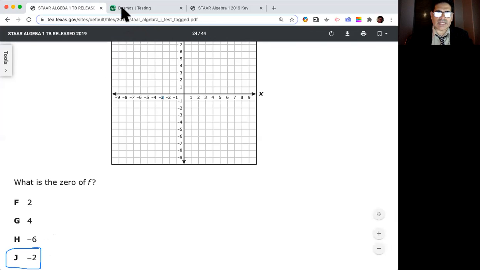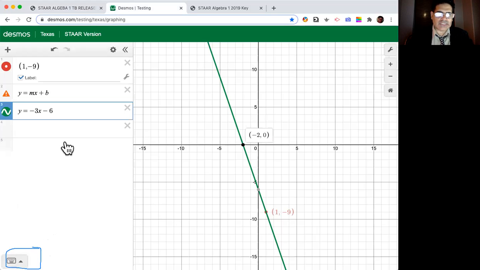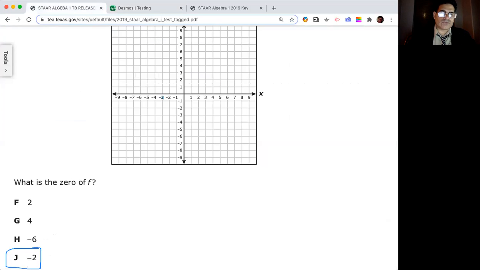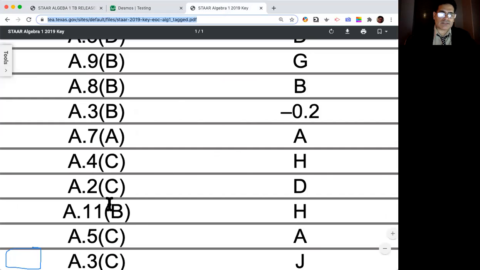This is just trial and error, and I think there's probably a better way to go about that, because your teacher's definitely not going to teach you trial and error all the way down, particularly if you don't have sliders, but that seems to work. All right, let's try that. It hits the x-axis at -2. So let's choose J.